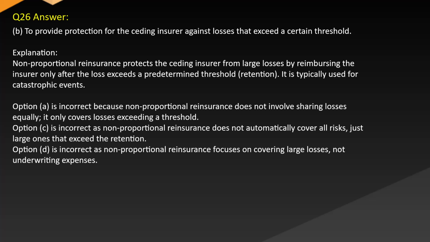Option A is incorrect because non-proportional reinsurance does not involve sharing losses equally. It only covers losses exceeding a threshold. Option C is incorrect as non-proportional reinsurance does not automatically cover all risks, just large ones that exceed the retention. Option D is incorrect as non-proportional reinsurance focuses on covering large losses, not underwriting expenses.